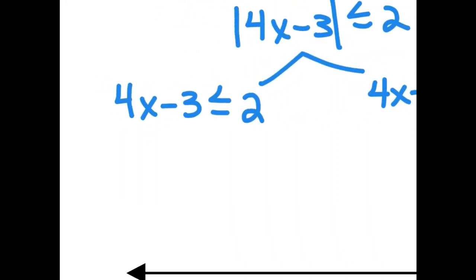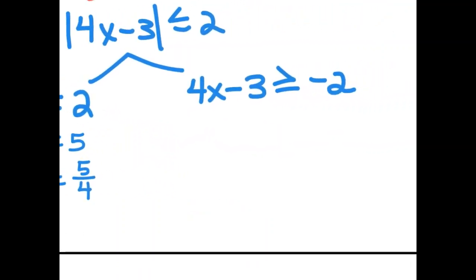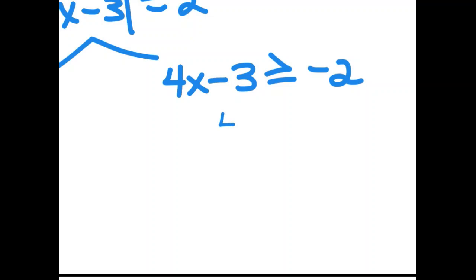So here I'm going to add 3 to both sides. And so I get 4x is less than or equal to 5, and x is less than or equal to 5/4. And on the other side, when I add 3 to both sides, I get 4x is greater than or equal to 1, and so x is greater than or equal to 1/4.